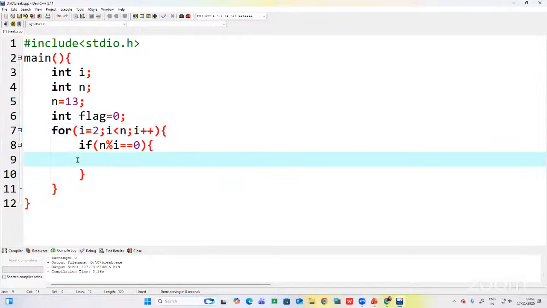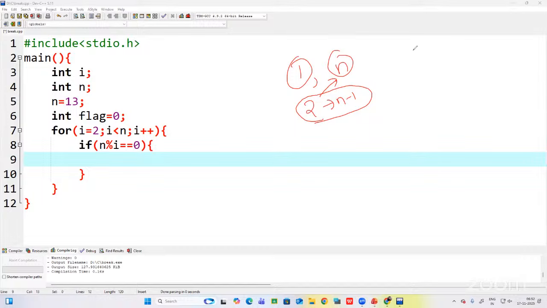The principle behind this is, if it is a prime number, it must be divisible by 1 and itself. At the same time, it must not be divisible by any number between 2 and n minus 1. So between 2 and n minus 1, if there is a number that can divide the given n, that means n is not a prime number.